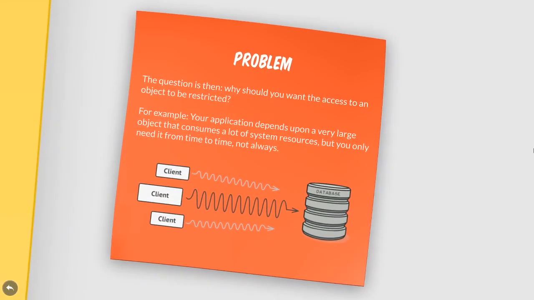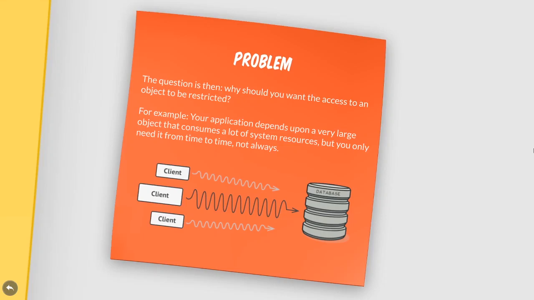The question is then, why should you want the access to an object to be restricted? For example, your application depends upon a very large object that consumes a lot of system resources, but you only need it from time to time, not always. You could implement lazy initialization, create this object only when it's actually needed. All of the object's clients will need to execute some deferred initialization code. Unfortunately, this would probably cause a lot of code duplication.